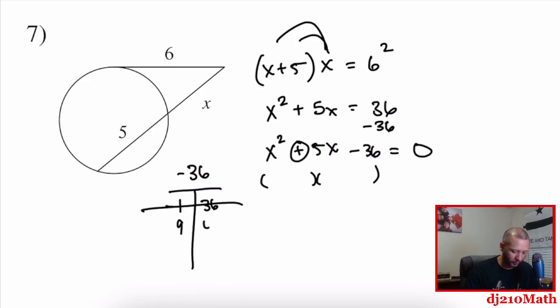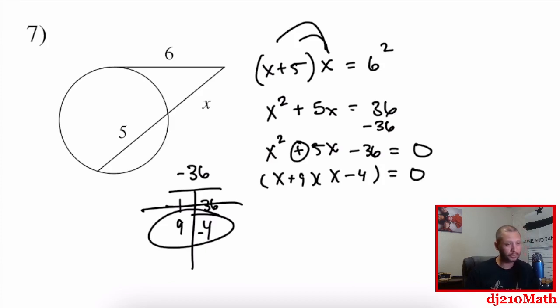We can do 9 and 4. But again, the small one needs to be negative. So 9 times negative 4 is negative 36. 9 plus negative 4 is going to be positive 5. So that's what we wanted. You might have to watch that a couple times to catch that. So those numbers drop right into our factors. X is our factor, still equal to 0.